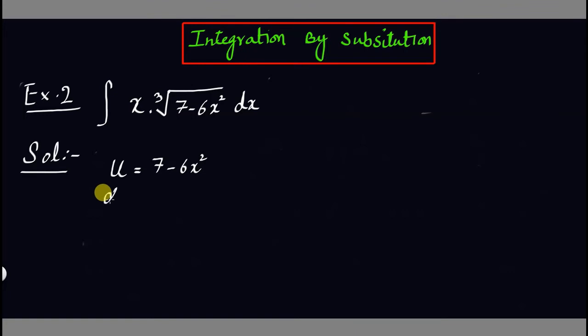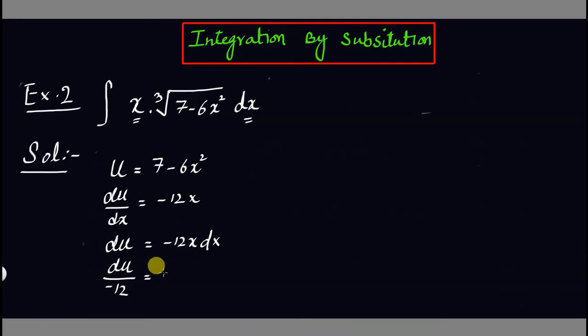Because you can see here, after differentiating with respect to x, you will get minus 12x. So this is actually, you can get x dx from this differentiation. So du is equal to minus 12x dx, and by simple calculation du over minus 12 is equal to x dx. So if we substitute u is equal to 7 minus 6x square, you can get this x along with dx.